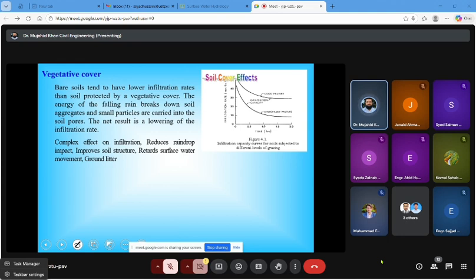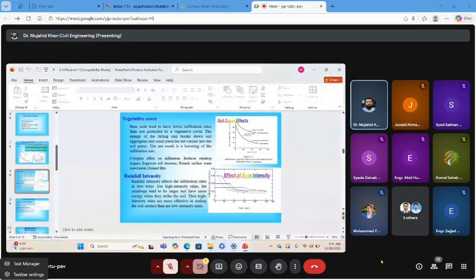There are two reasons. Number one, for example, this is the soil surface, and these are the soil particles. If there is no vegetation, the water will fall from the atmosphere directly over the bare soil, which will have certain energy, and that energy may break these particles into pieces. And when the particles are divided into pieces, there are chances that it may block these pores, partially or fully.